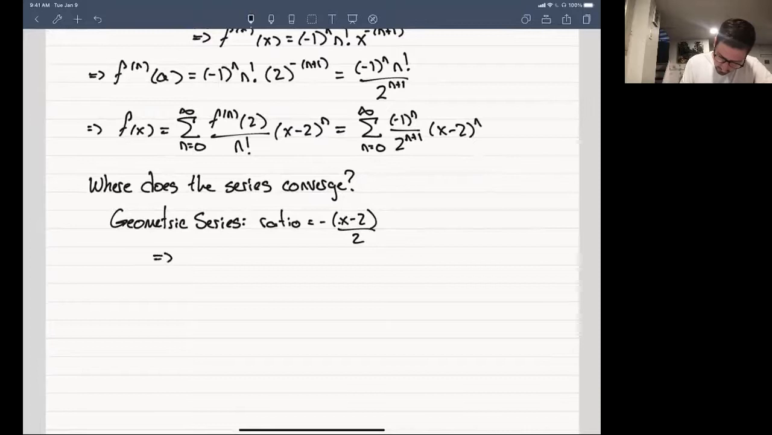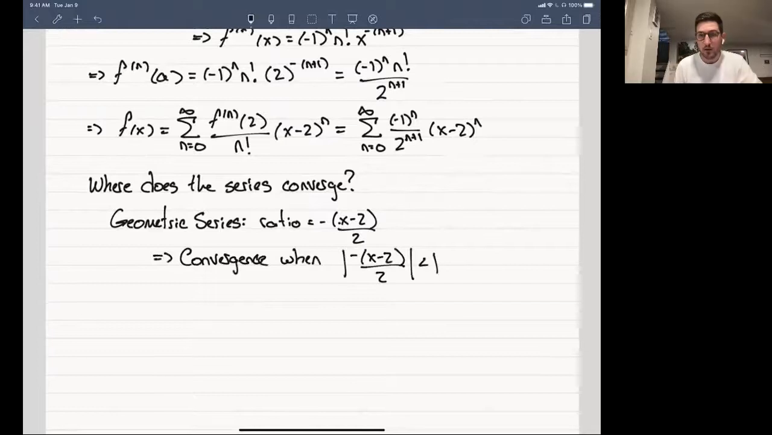implies convergence when minus (x minus 2) over 2 is less than 1, which you can just rearrange to see that this is when |x minus 2| is less than 2. Which, if you want to open that up, is equivalent to saying 0 is less than x, which is less than 4. And that kind of makes sense, right?